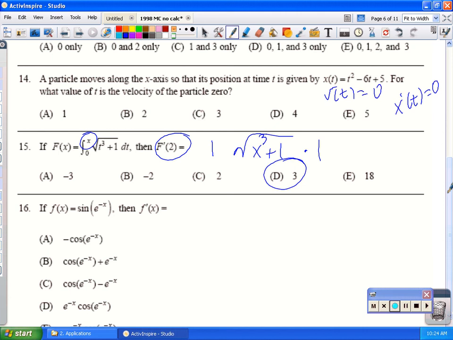Number 16, they asked me to find the derivative. I'm going to use the chain rule. The derivative of sine is cosine of the angle multiplied by the derivative of the angle. The derivative of e to a power is e to the power times the derivative of the power, and then I choose my answer.